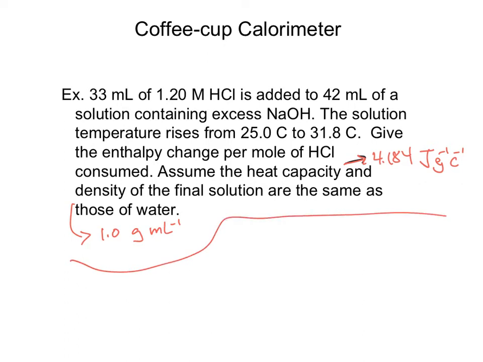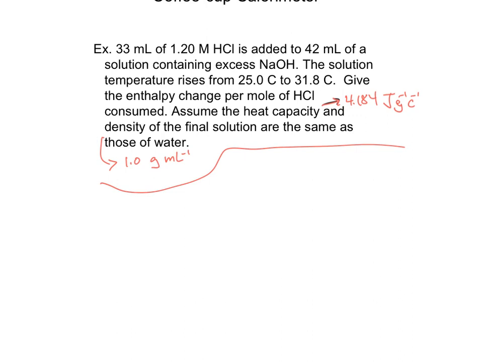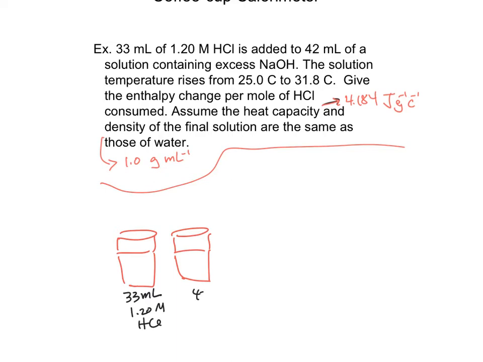All right, so then we need to think about this, which is kind of hard to visualize. It's not a hard calculation, but getting a picture of it makes a big difference as far as seeing what goes where. Okay, so here's one coffee cup. Here's the other coffee cup. The first one is 33 milliliters of 1.20 molar HCl. The second one is 42 milliliters of NaOH, and it doesn't matter what the concentration is because there's more than you need for the reaction.